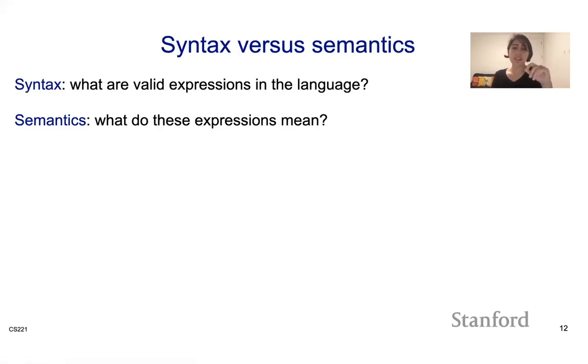All right, so let me just make a bigger point about this difference between syntax and semantics, because the difference might be a little subtle. So again, syntax is talking about the valid expressions that are in your language. It's basically talking about the symbols, right? The things that are valid to say, the symbols that are valid to write in this language. Semantics is about what the expressions mean.